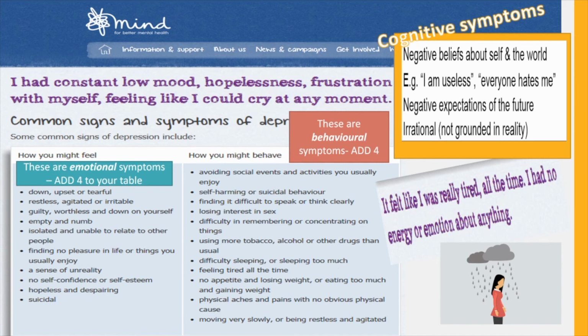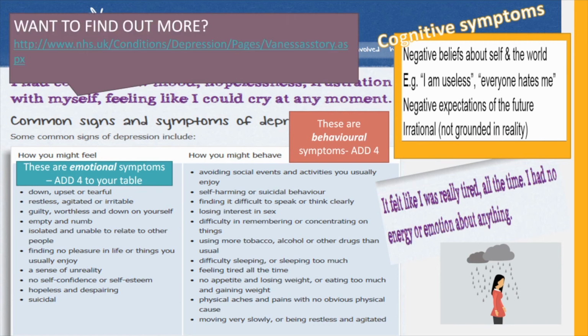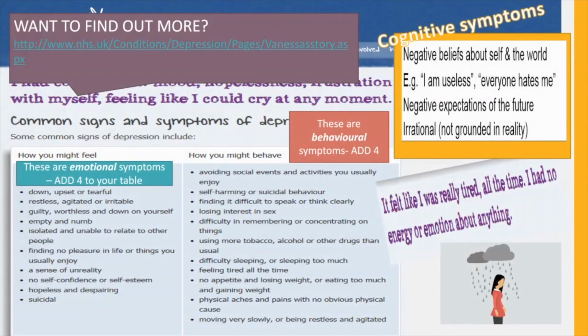So now then, let's get all of that written in. Emotional, behavioural and cognitive symptoms. And again, if you want to find out more, there is that little link in the top left hand corner that you might want to follow. I've gone to the Mind website for my symptoms. If you want to find out a little bit more, there's some real life stories on the NHS website.